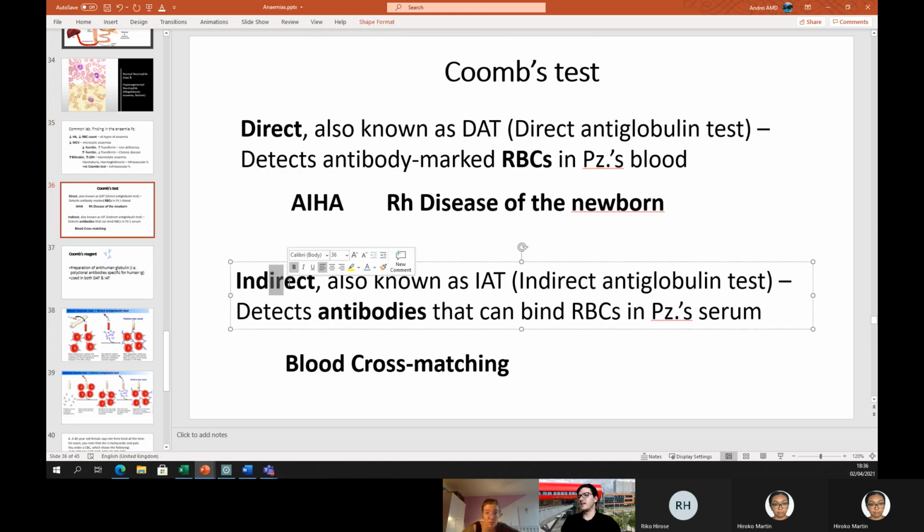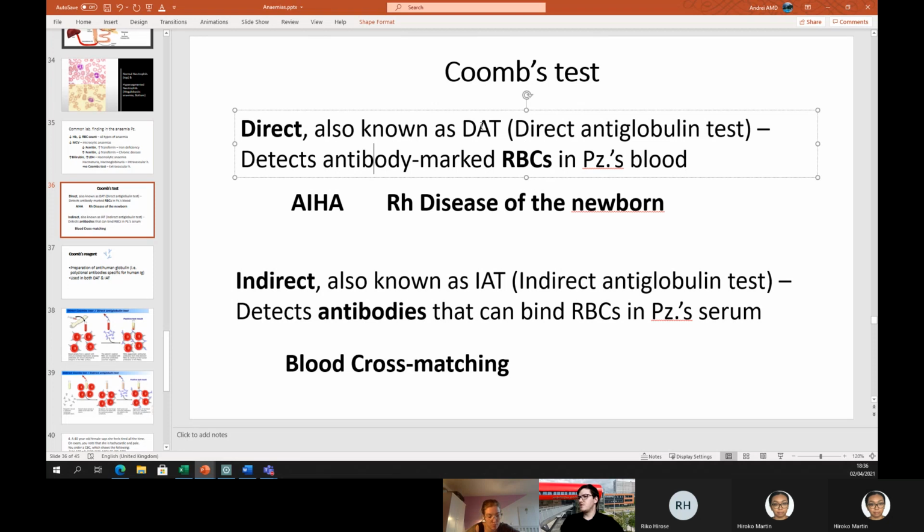So it could be direct or indirect. I'm mentioning here two different indications: the direct one, for example, in autoimmune hemolytic anemia, and the indirect one in blood cross-matching. In case you want to do a transfusion, you might do a Coombs test before to make sure that there's no cross reaction.